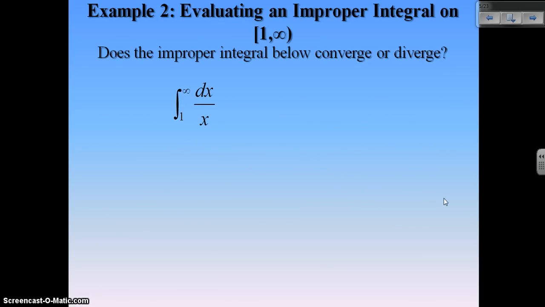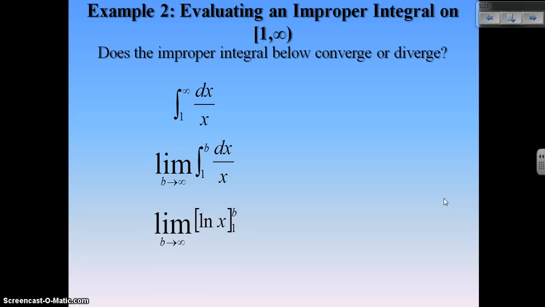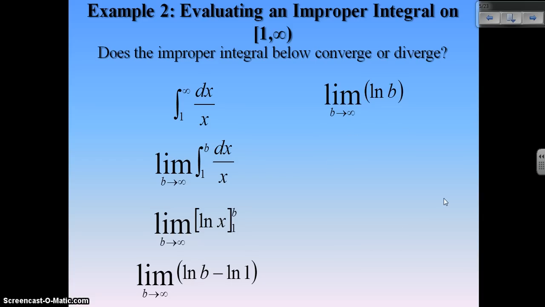Alright, evaluating an improper integral from 1 to infinity. So now we only have one integral to deal with. Does the improper integral below converge or diverge? So we'll start with this. We'll again remove the infinity from the integral and set up our limit. Now, we know that the integral of 1 over x dx is natural log x. Normally I'll put the absolute values around the x, but it's not needed from 1 to infinity because that's positive. So I've got my integral there. Now, plug in my b and my 1 and subtract. So natural log b minus natural log 1. Of course, natural log 1 is 0, so it goes away.